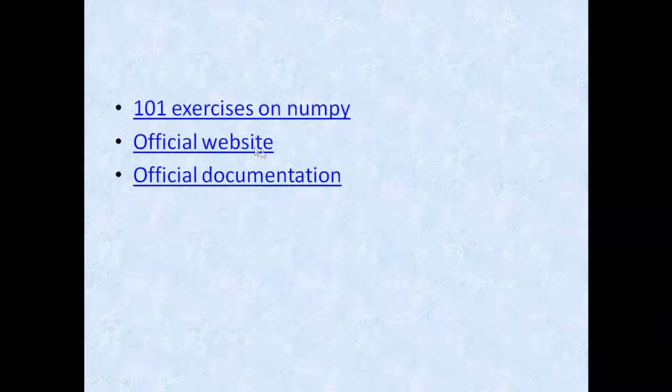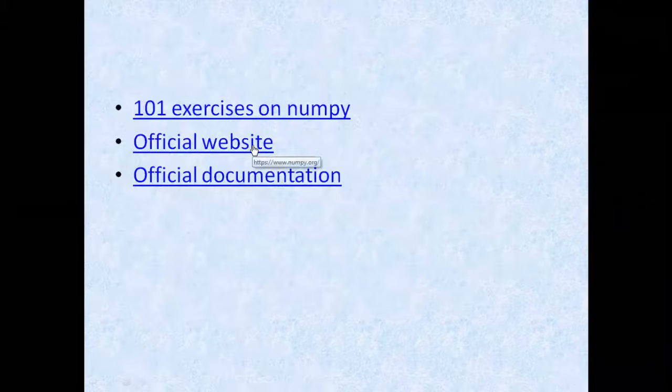And this is the official website of NumPy, numpy.org. It was made by the developers of NumPy, and that's the page for official documentation. So whenever you don't know something on NumPy, you can go and check it in the official documentation.